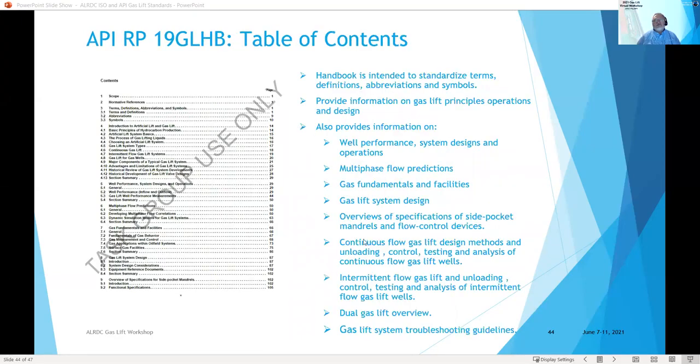Here's the table of content. I'm not going to go through it all the way, but the handbook is intended to standardize terms, definitions, abbreviations, and symbols. This is a big issue. Even within standards and RPs, we were having variations in these items in the 19G test group. It provides information on gas lift principles, operations, and designs. I'm not going to go through the rest of those, but all of the RPs that we previously had under the 19G banner are factored in or included in this particular document. It's quite a comprehensive document.